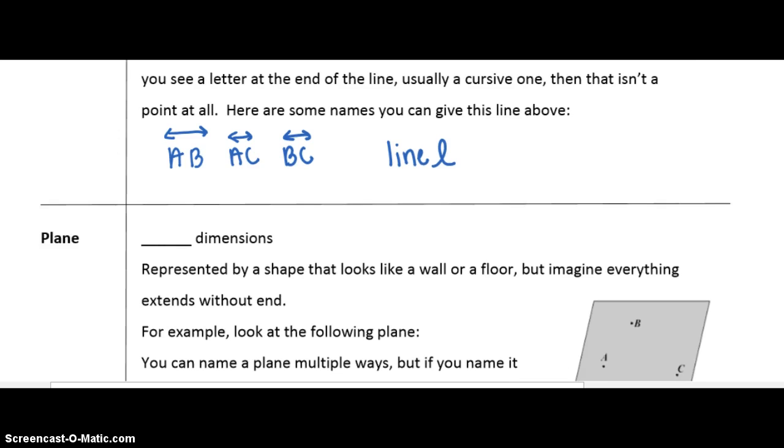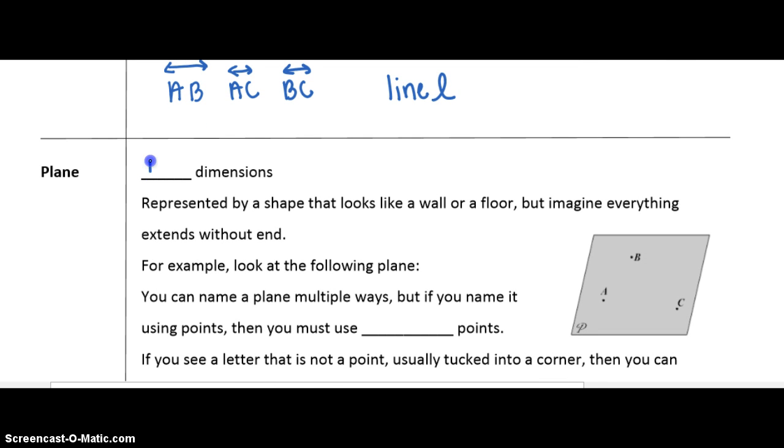Let's talk about planes. A plane has 2 dimensions. It's represented by a shape that looks like a wall or floor, but imagine everything extends without end. So let's look at this picture right here. It looks like a little square, a rhombus, or something like that. Just imagine that these edges are going on forever. So that would be a plane. You can name a plane multiple ways, but if you name it using points, you have to use 3 points.